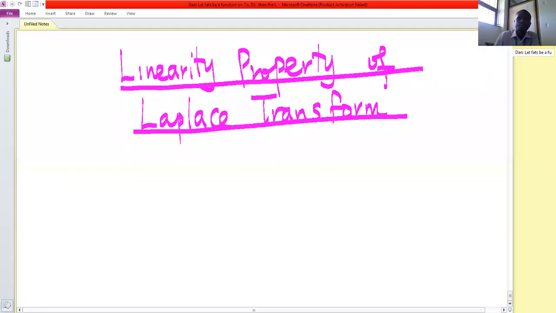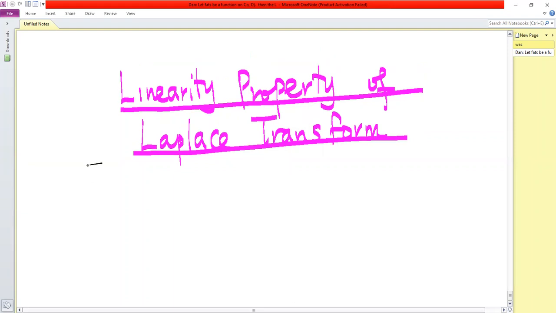Welcome. In this session, we give more examples on how to apply the linearity property of Laplace transforms. So let's see the examples. The example is, find the Laplace transform of the following functions.